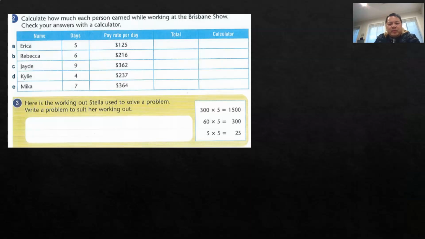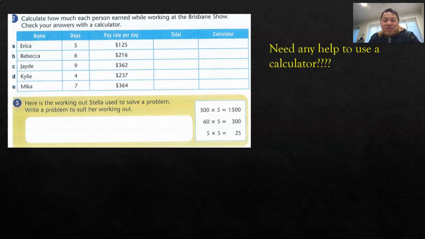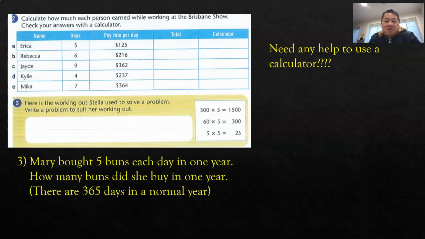Okay. So moving on to the middle part of the book. I'm sure most of you are able to use calculator to get the answers for A, B, C, D, and E, isn't it? So for part 3, I came up with a very simple problem sum. Do make use of your own, don't copy mine.